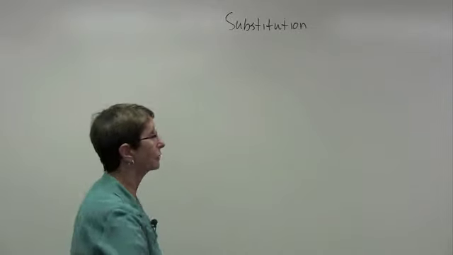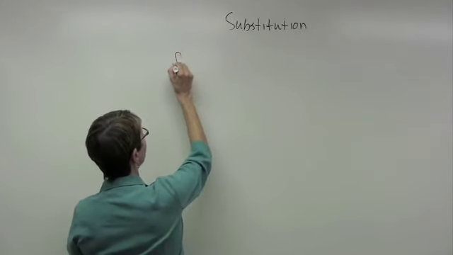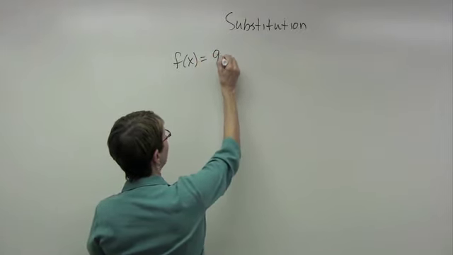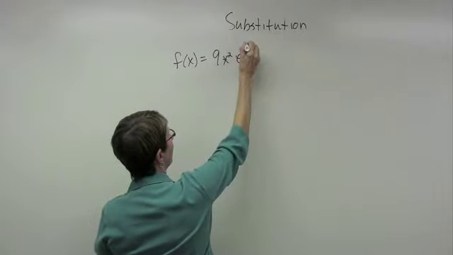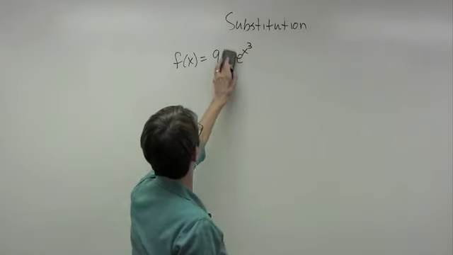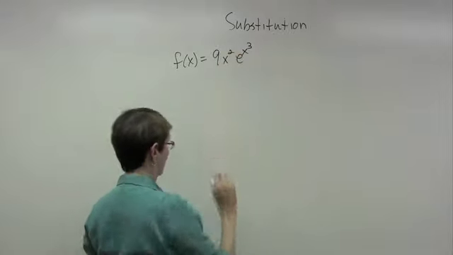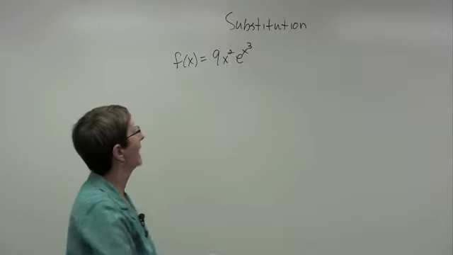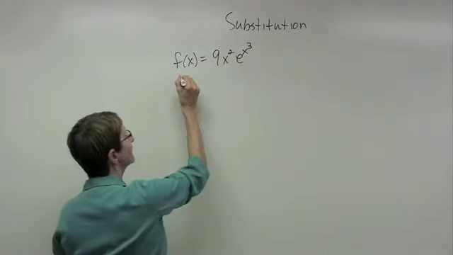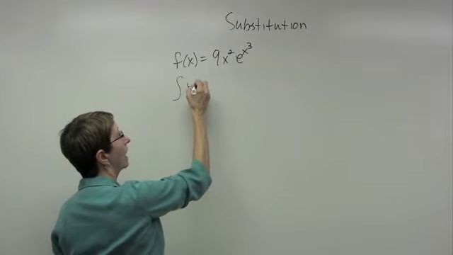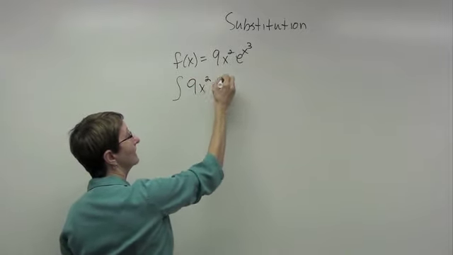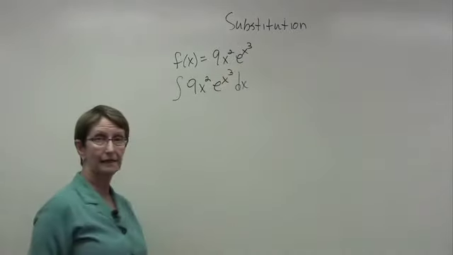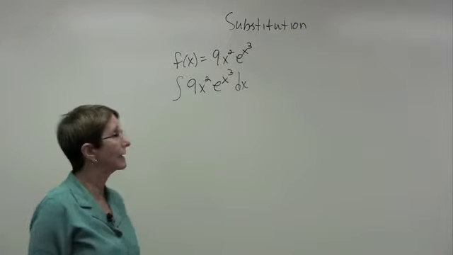We're going to start off with some function f of x equal to 9x squared e to the x cubed. 9x squared e to the x cubed. This is my function, and I want to find the antiderivative, the integral of 9x squared e to the x cubed. And since there's an integral sign, there needs to be a dx. So how do we go about doing that? Well, we have steps.